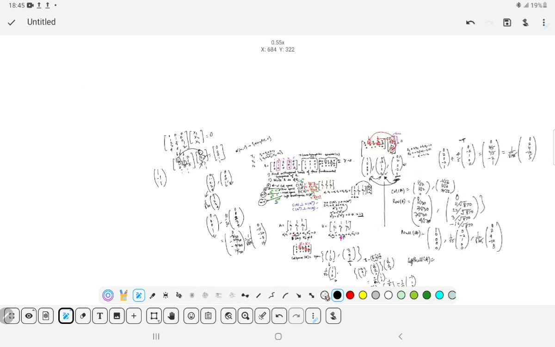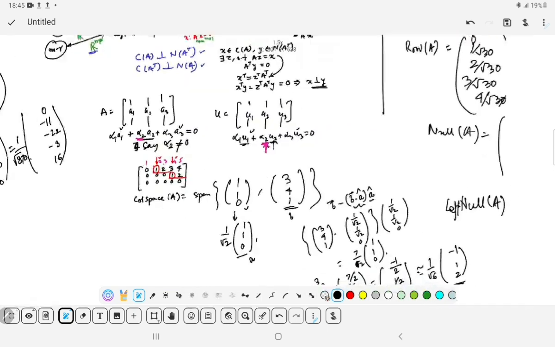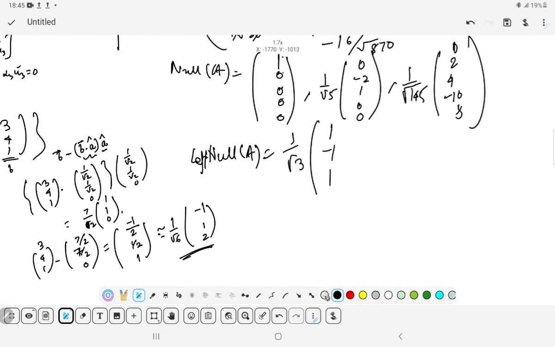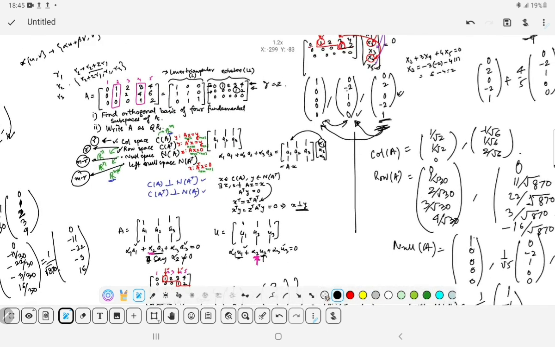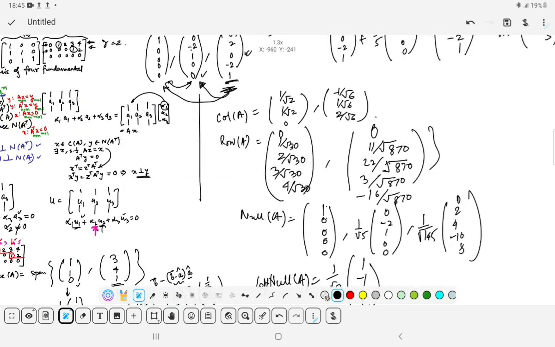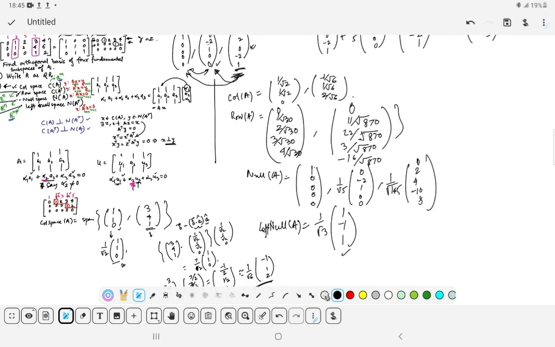So this is my vector and only one vector. So not much big deal. 1 by root 3 into 1 minus 1 1. Notice the dimension here is 1 and what it should be is m minus r. So 3 minus 2 is 1. So our results are matching. Now the last thing, how to construct the QR decomposition.